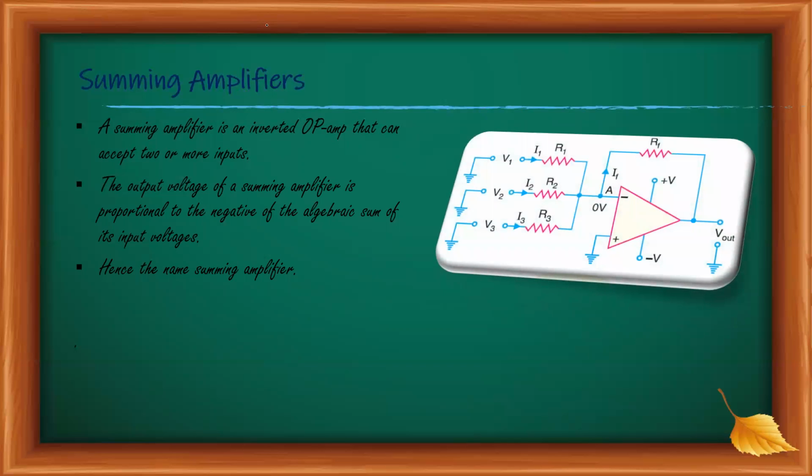Consider the figure. Look at the figure. When we look at the figure, it is clear that this op-amp is operating in inverting mode because the non-inverting terminal is grounded and the RF resistor is connected to the inverting terminal.